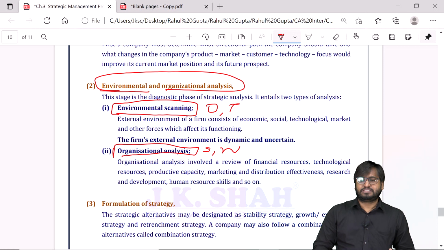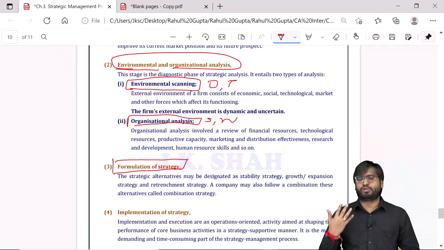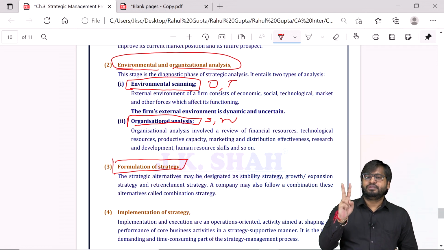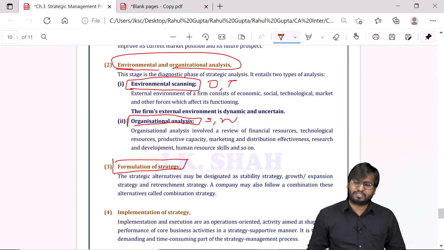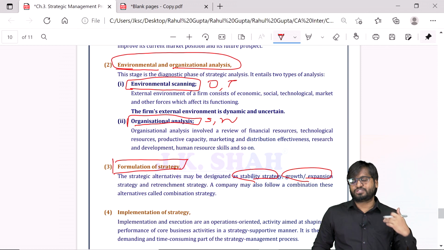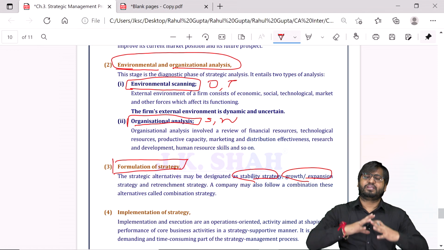Once we have done this, then we will formulate the strategy. And we have 4 strategies that a corporate level management formulates. We have stability strategy, expansion strategy, retrenchment strategy, and combination strategy. So with the help of the vision, mission, goals and objectives, on the basis of the analysis that we did in step number 2, we will either go for stability strategy, we can also go for expansion, we can also go for retrenchment, or we can use combination.